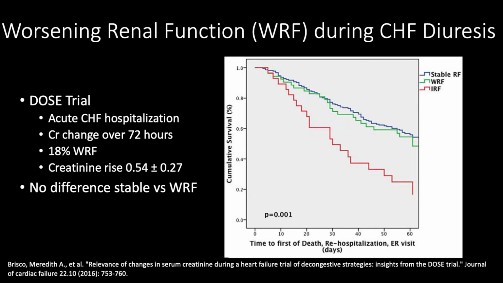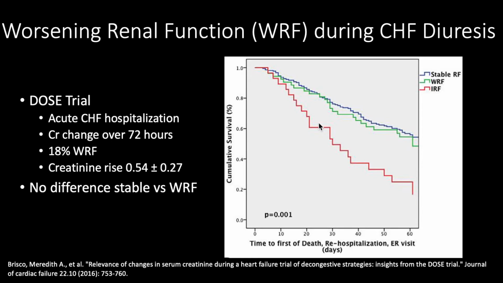And essentially, if you follow those patients who were diuresed during their hospitalization and had worsening renal function, and you follow them over time in terms of their death, rehospitalization, or ER visits, patients with stable renal function in the blue line and worsening renal function in the green line have no difference in outcomes. So whether your creatinine worsened with diuresis or your creatinine was stable, you behave the same at 60 days.